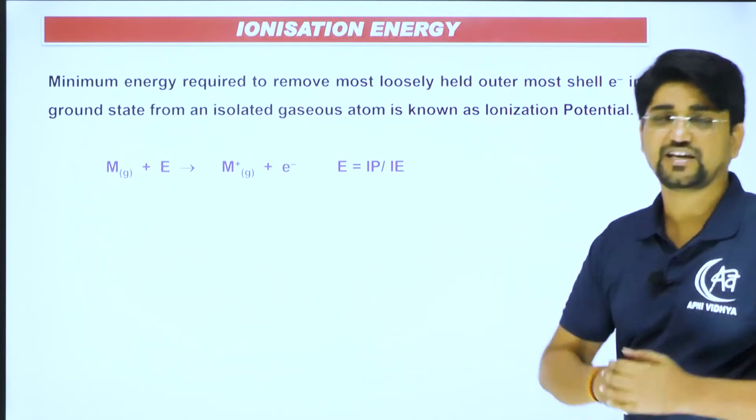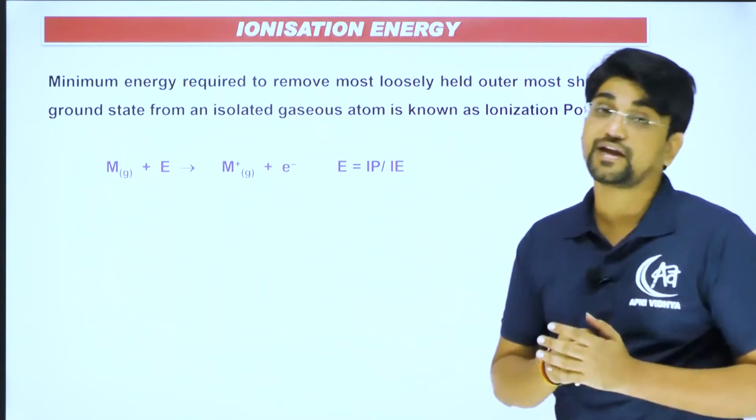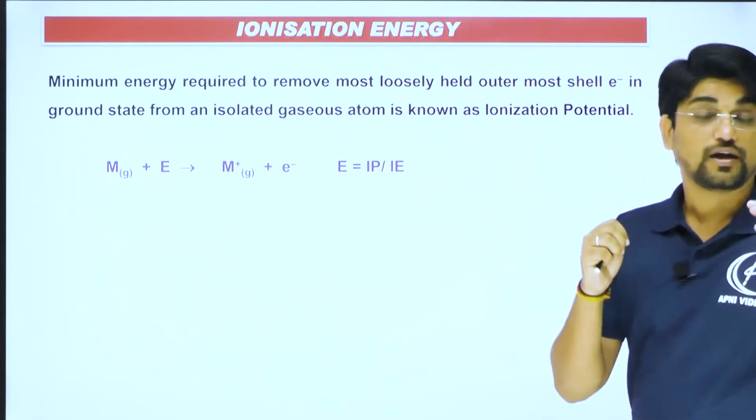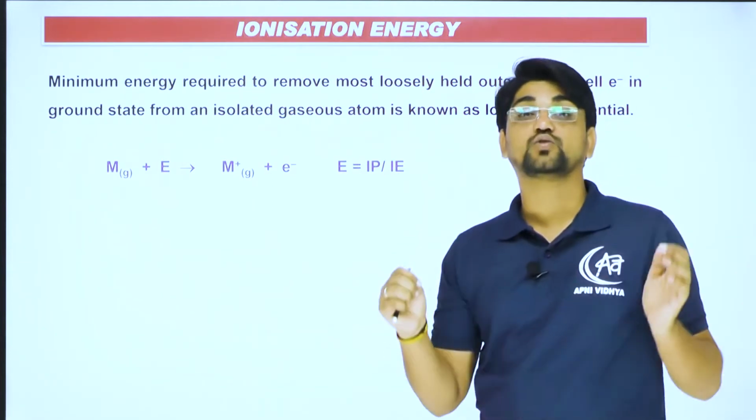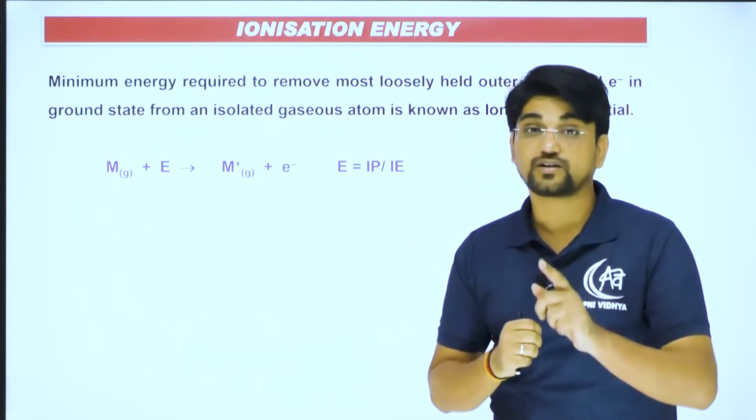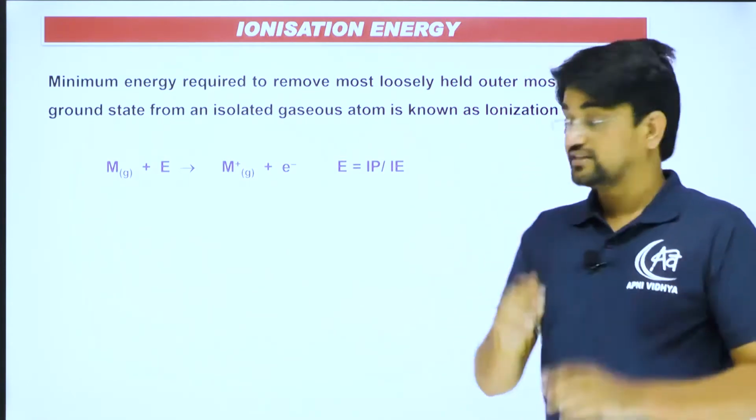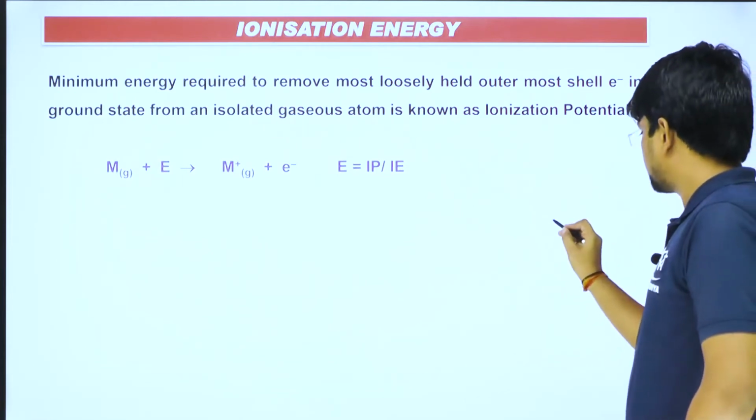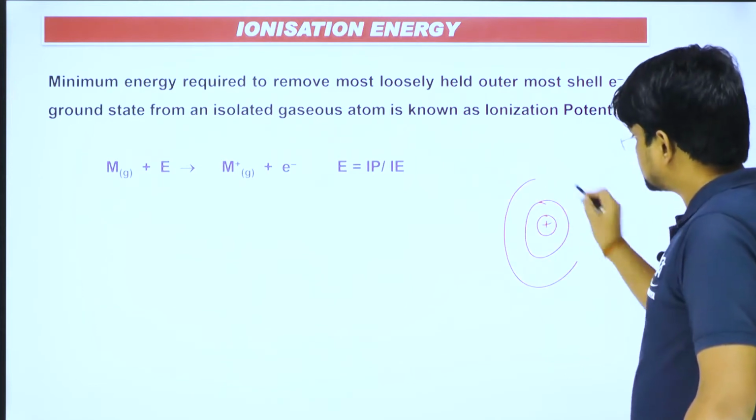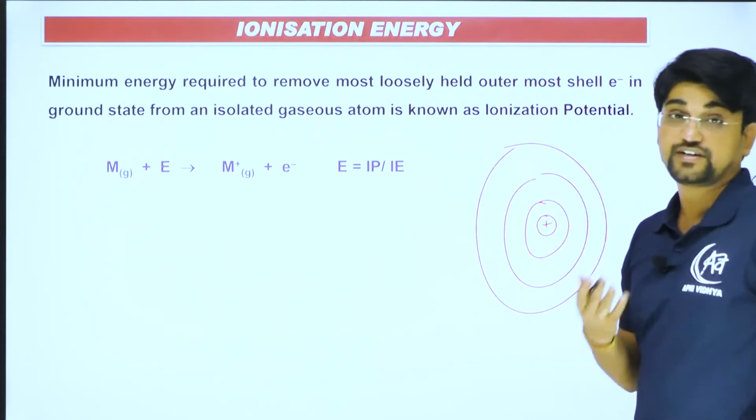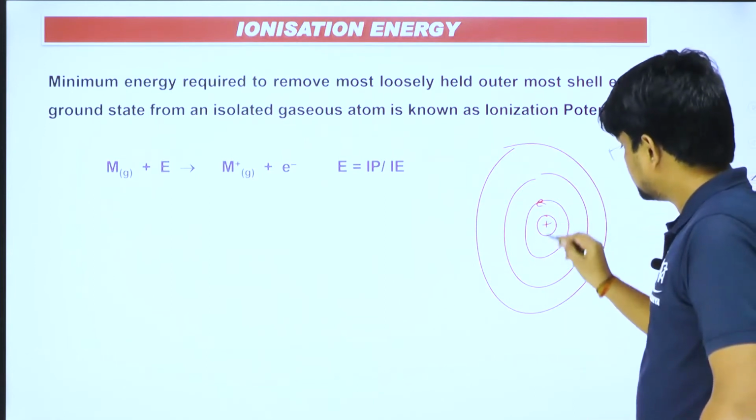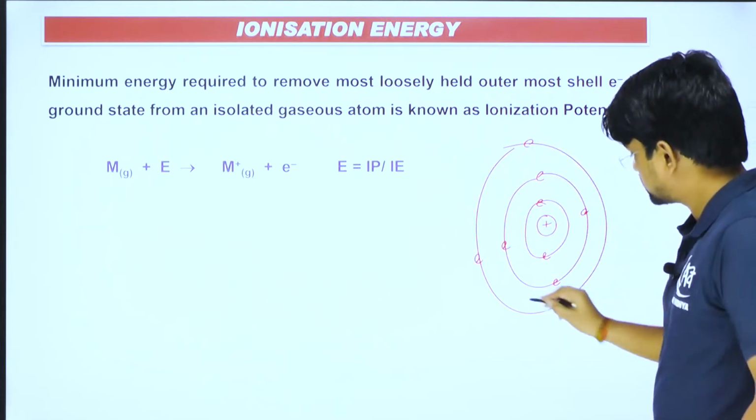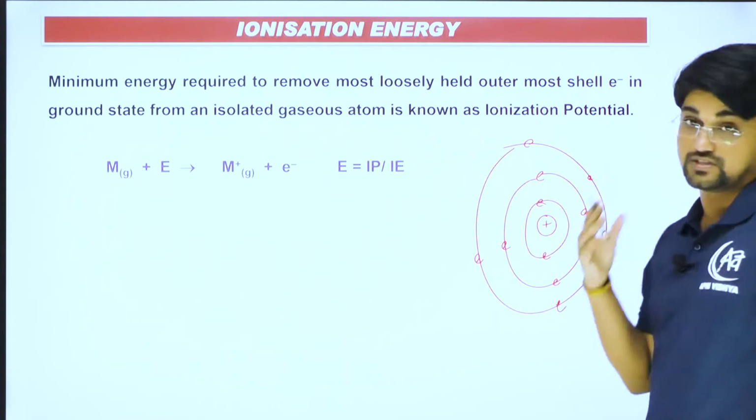So what is ionization energy? Ionization energy is the minimum energy required to remove the most loosely bound electron from an isolated gaseous atom. Here is an atom, and these are the different shells of this atom, and these are some electrons bonded to it.